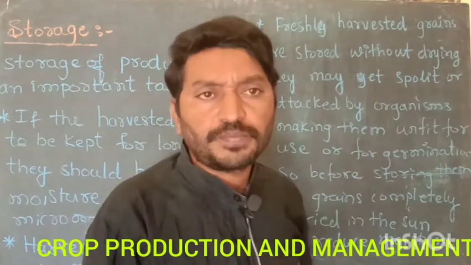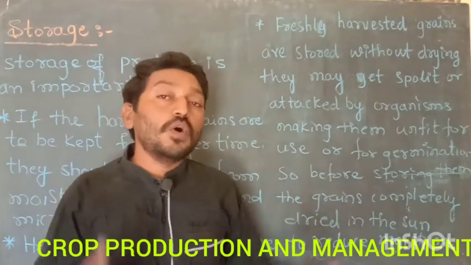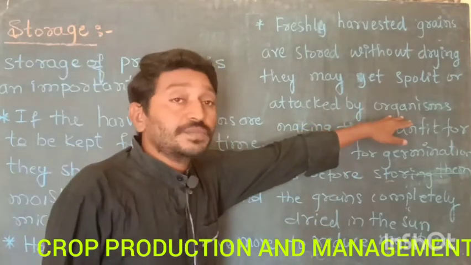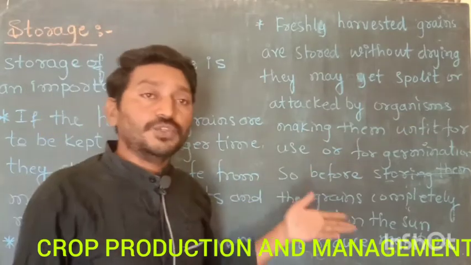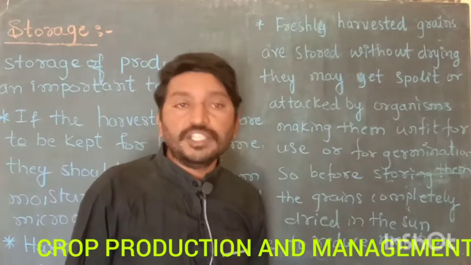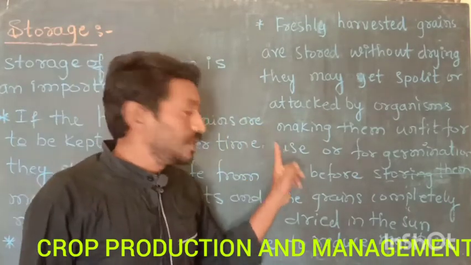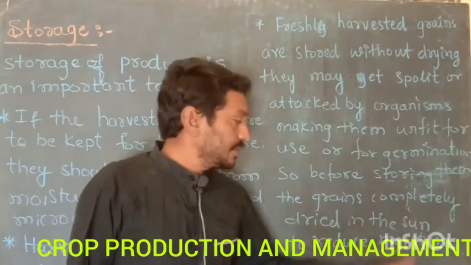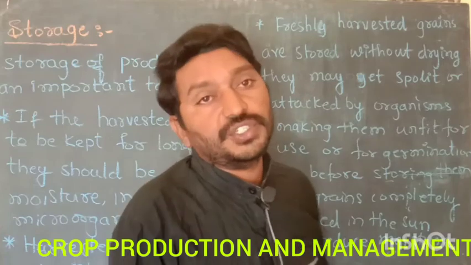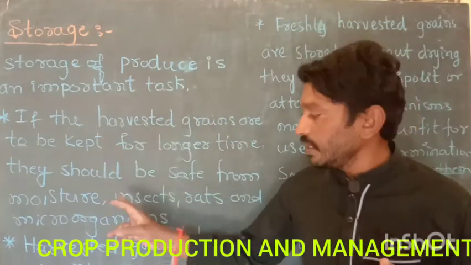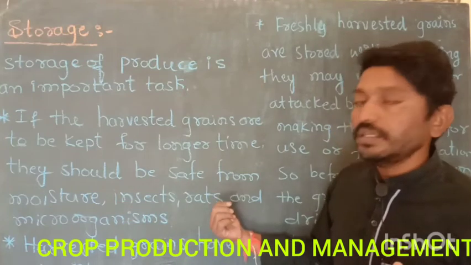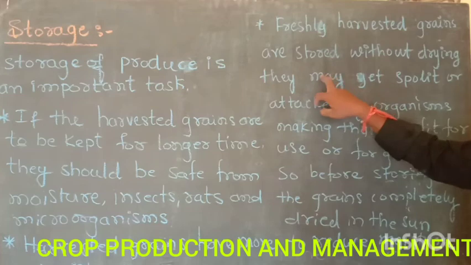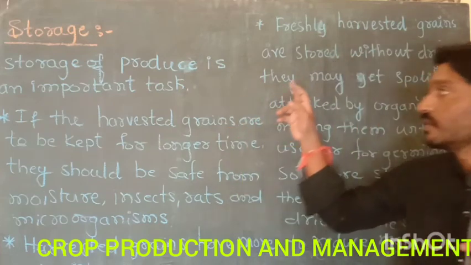We must dry all the grains we produce. If not, they may spoil or be attacked by organisms, making them unfit for use or for further germination. So before storing, the grain seeds are dried in the sunlight to reduce the moisture, and also kept away from organisms like insects and rats. In this way, we have to take care of storage of the grain seeds. It is useful for every farmer.